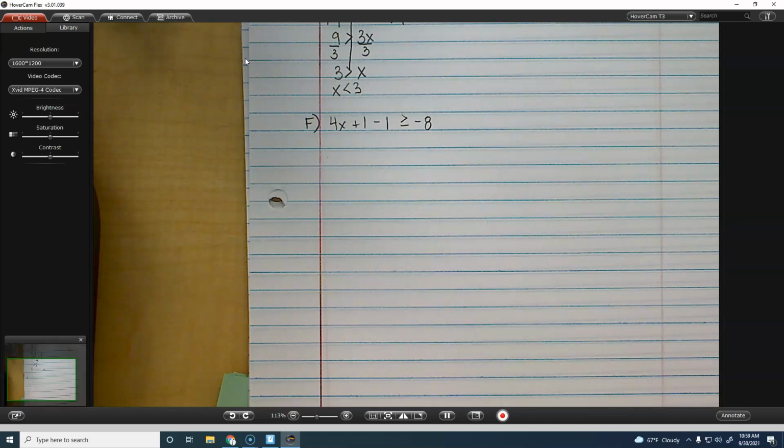You don't have to put the 0 down. So you just got 4x is greater than or equal to negative 8.